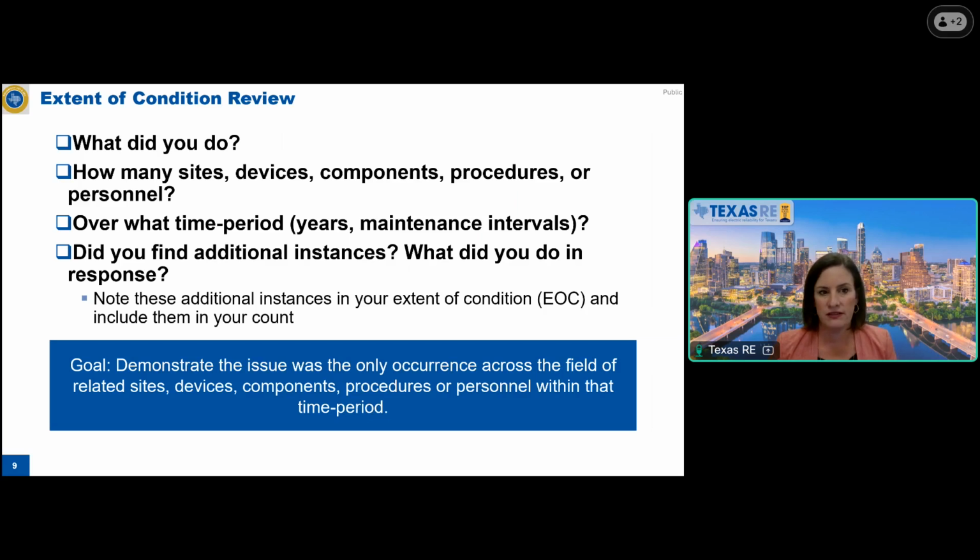And then finally, you'll want to let us know, well, did you find any additional instances? What we're trying to find out from your extent of condition is to demonstrate that the issue was the only occurrence across the field of related sites, devices, components, procedures, or personnel, that universe, within that time period. However, if you did find additional instances, you will want to note those instances in your extent of condition and include them in the count of instances that you input at the beginning of a line. In other words, it will be part and parcel of the single line record.